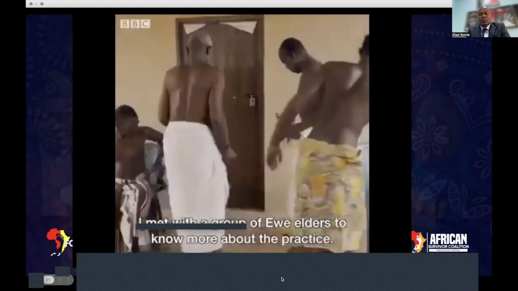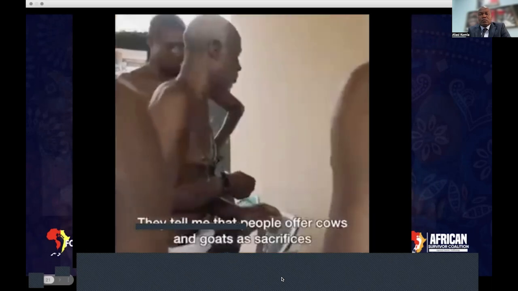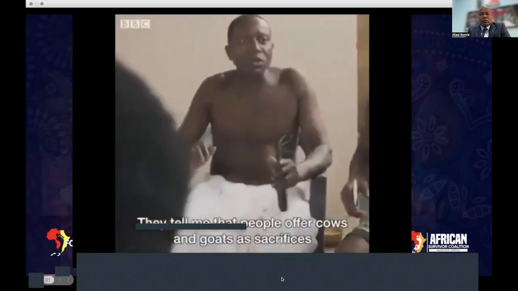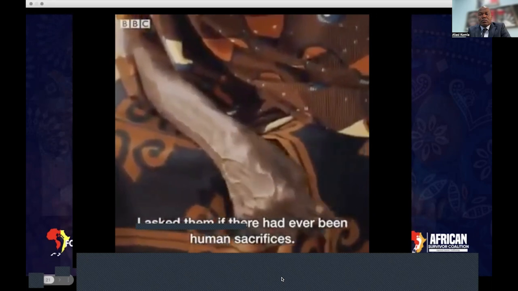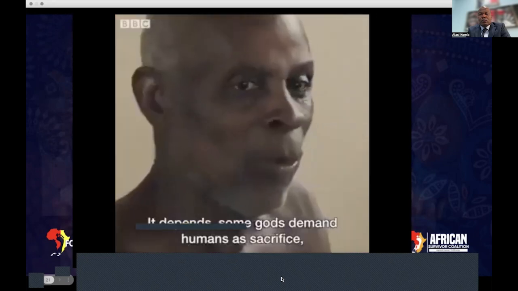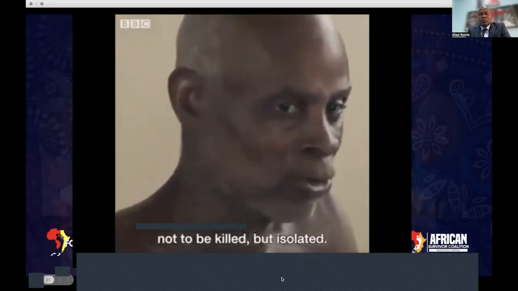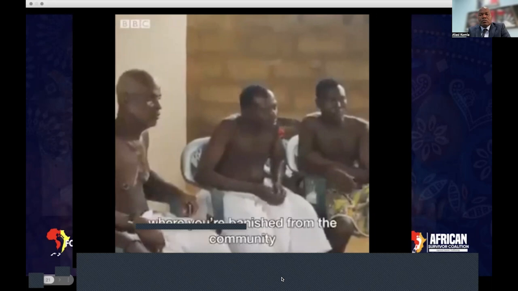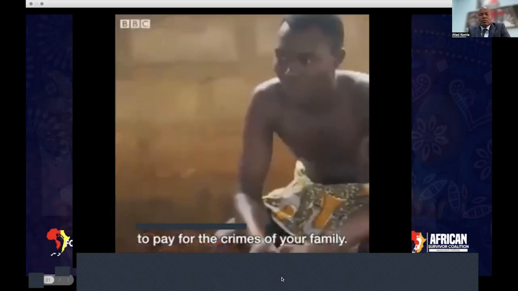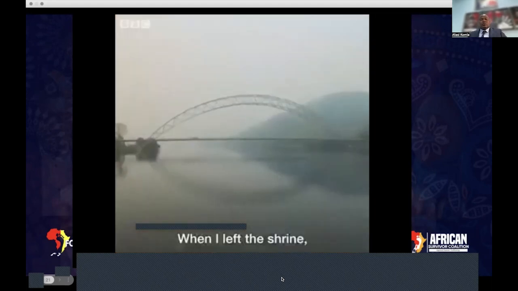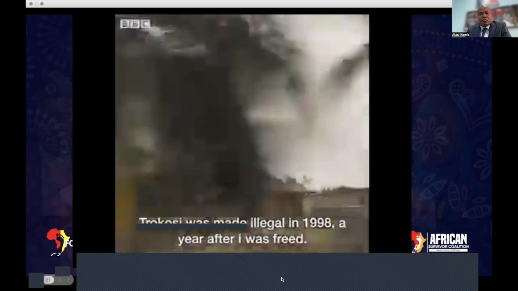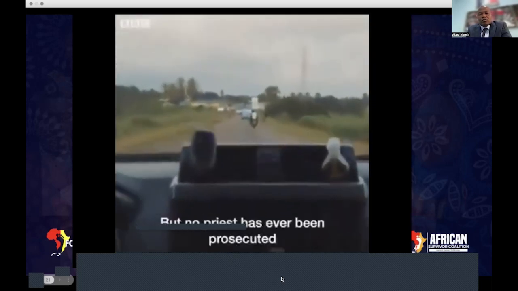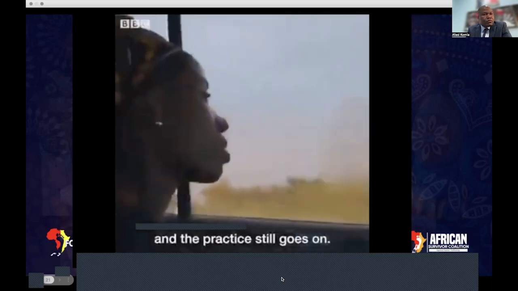I met with a group of Ewe elders to know more about the practice. They tell me that people offer cows and goats as sacrifices to atone for their sins. I asked them if there had ever been human sacrifices. He's talking about Trokoshi, where you are banished from the community to pay for the crimes of your family. When I left the shrine, there were about 5,000 Trokoshi women and children in Ghana alone. Trokoshi was made illegal in 1998, a year after I was freed, but no priest had ever been prosecuted, and the practice still goes on.